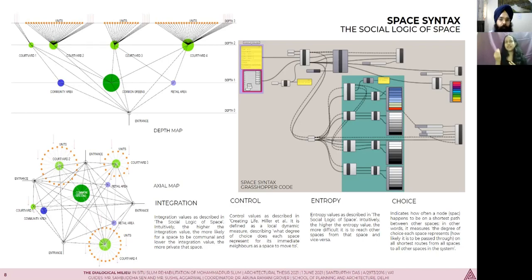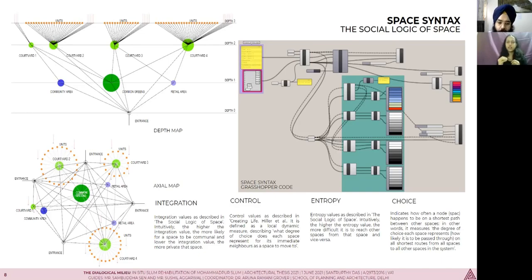And there's a very simple thing called the social logic of space, which uses the space syntax Grasshopper code, which might sound complex, but what it does is put all these spaces together, like I've mentioned, the units, the courtyards, and the entrance, in a certain social hierarchy, according to a theory.